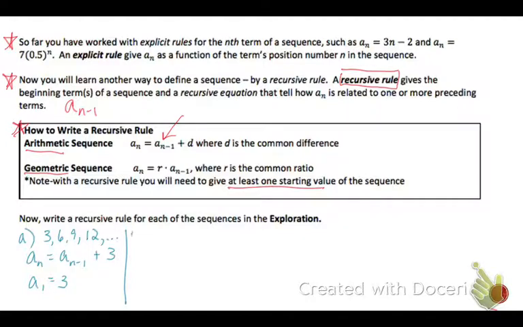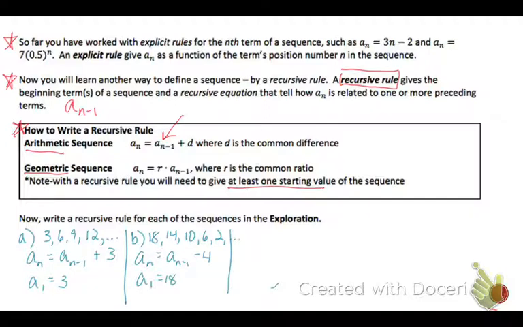All right, our second sequence was also arithmetic, 18, 14, 10. We were decreasing by 4. So what we can do is write a rule where we take the term that came before and subtract 4. And then we'll give where to start the sequence. So our first term is 18.